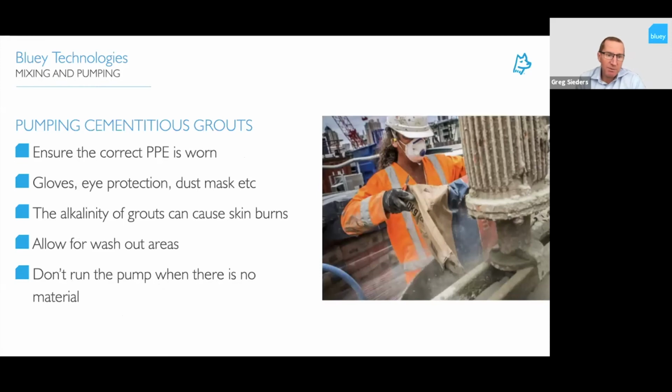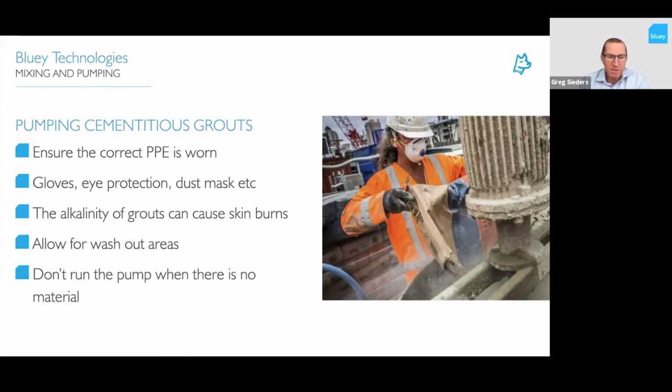And a critical part is safety. Ensure the correct PPE is worn. You've got gloves on, eye protection, dust masks, everything like that. The alkalinity of grouts can cause skin burn. So if you're doing mixing and pumping all day, make sure the guys have all the correct PPE in place.